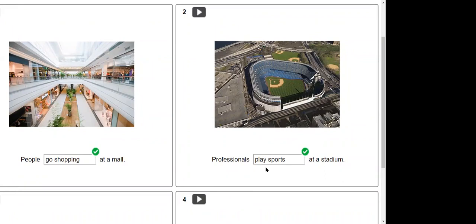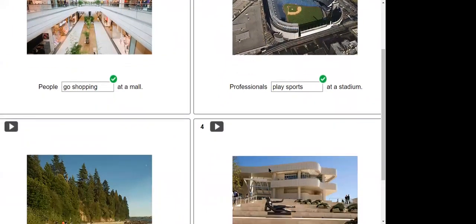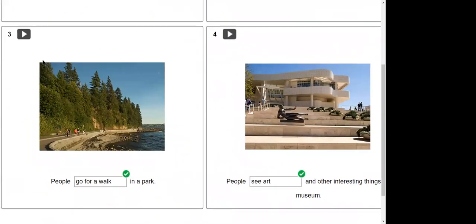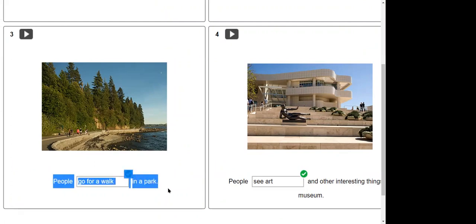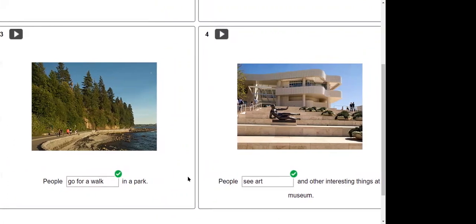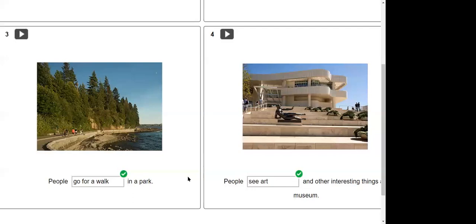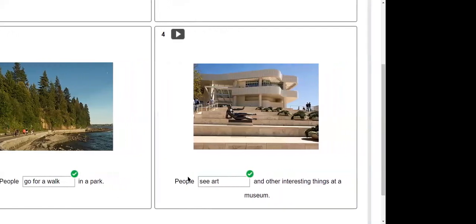Professional players play sports at the stadium. Number three. People go for a walk in a park. People go for a walk in the park. In a park. Very good.